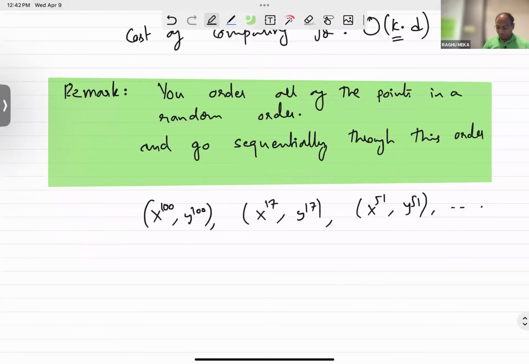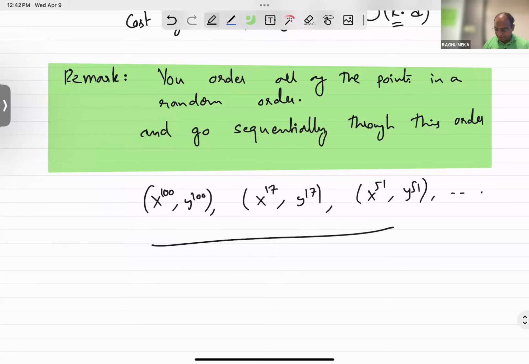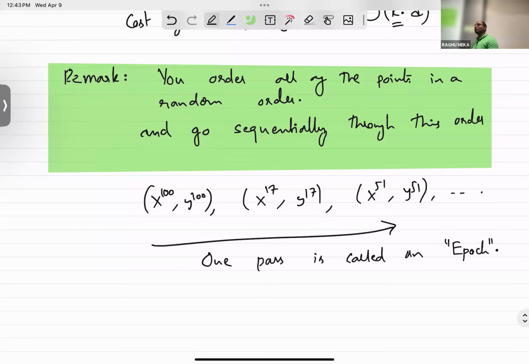So in fact, the term that people use is one pass is called an epoch. Okay. So you do this random ordering, go through one epoch, meaning, whatever batch size you pick, 20, 20, 20, or 1, 1, 1, 1, and so on. You make one pass with the entire data set. That's one epoch. And then you start from the beginning again.